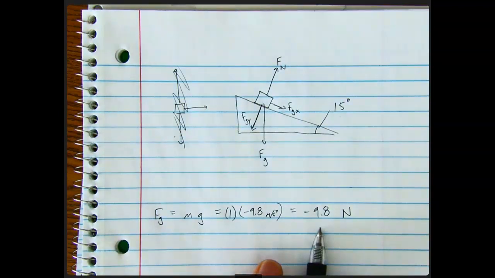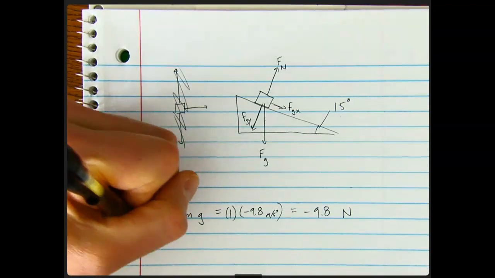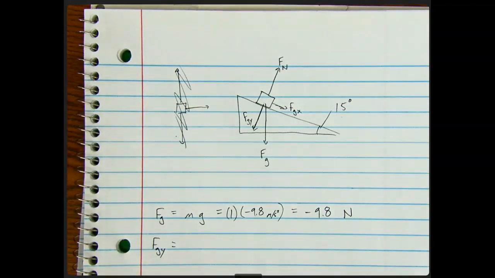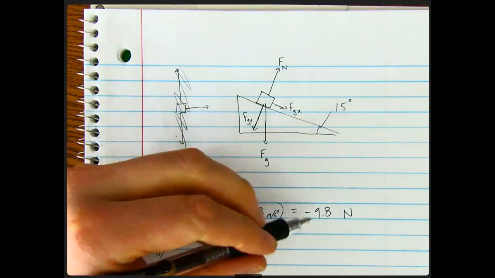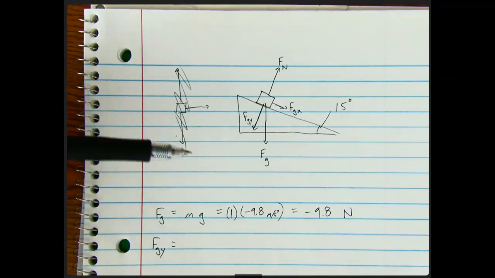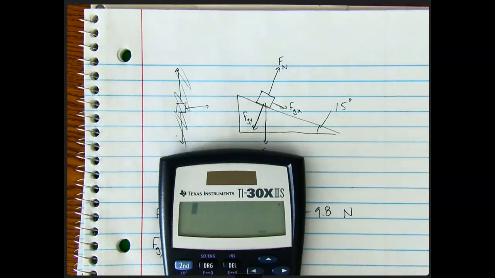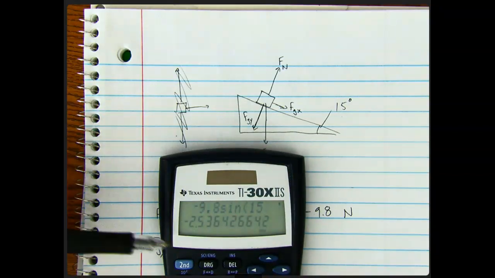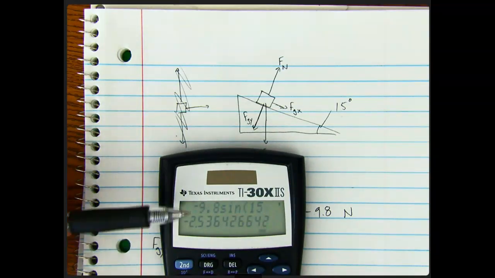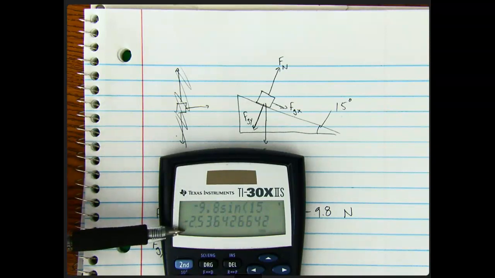Now we're going to take this force and break it down into its y and x components. To do that, for the force of gravity in the y direction, we have to take this number and multiply it by cosine or sine of our angle. So let's take a look at that really quickly. I'm going to have my calculator here. If we take negative 9.8 and we do sine of 15, we get negative 2.5. That is the force in the x direction.